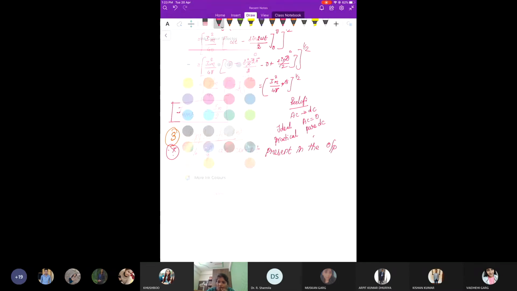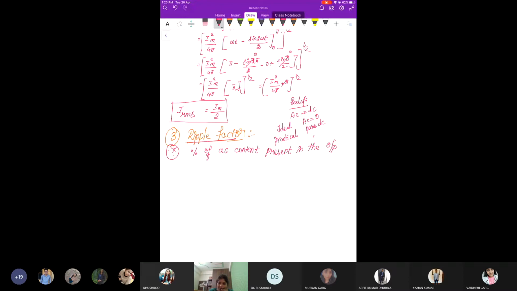Okay. So now we are going to measure the ripple factor. The ripple factor is denoted by the symbol gamma. What is the formula for the ripple factor? The ripple factor is equal to IAC divided by IDC, that is, IAC which is the IRMS of the AC component, divided by IDC.